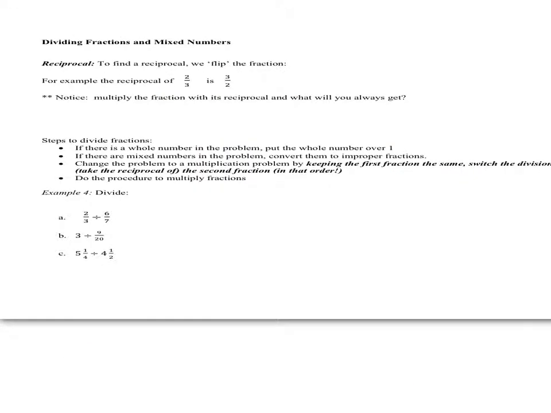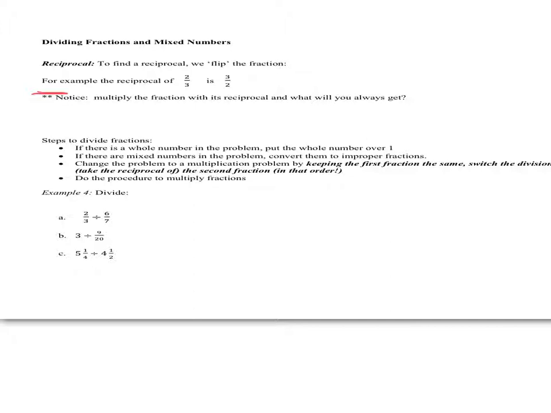Finally, in this lesson, we'll look at dividing fractions and mixed numbers. The first thing we'll talk about is a reciprocal. And what is a reciprocal? To find a reciprocal, we just flip a fraction over. So for example, the reciprocal of 2/3 is 3/2. 2 over 3 becomes 3 over 2.